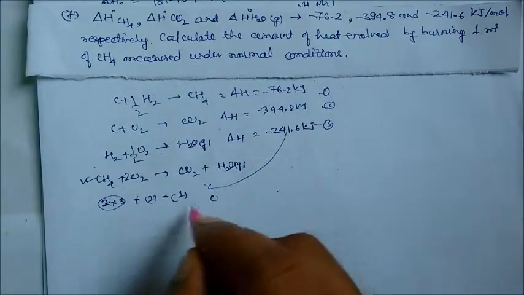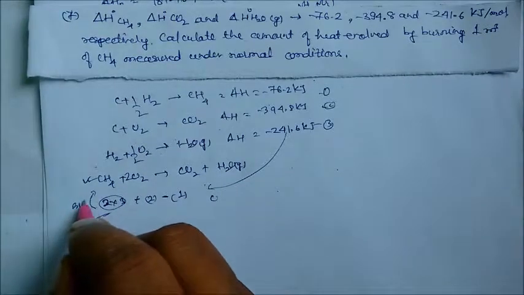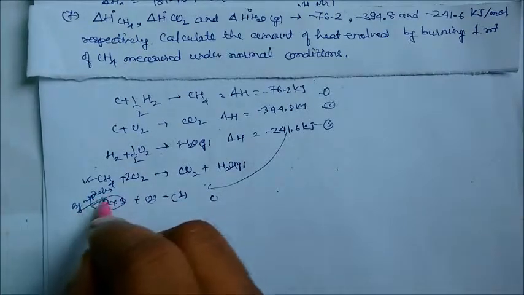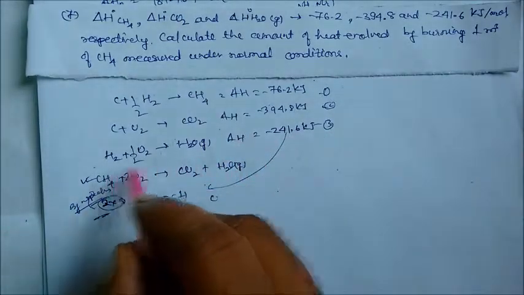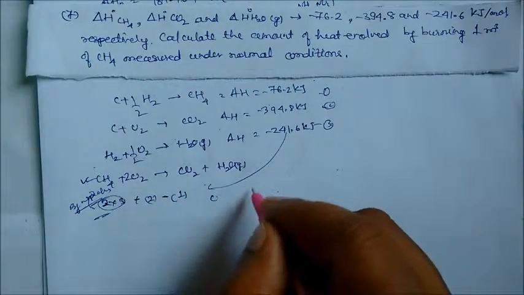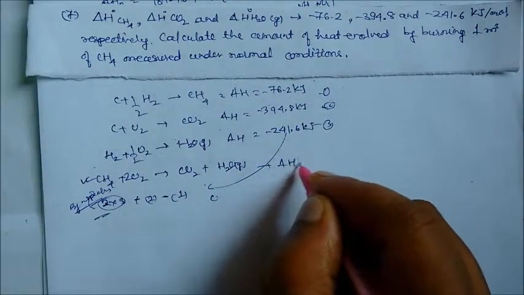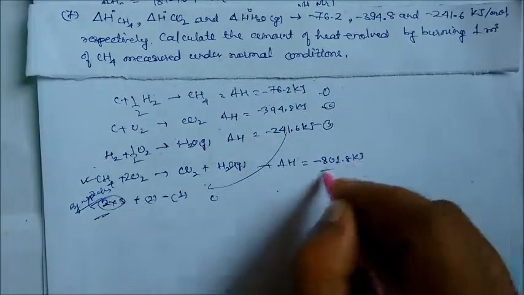Here we will get CH4 plus 2O2. You can do this by inspection. So you have to multiply the third equation by 2, which means its value will double. On solving this, you will get the value of delta H equal to minus 801.8 kilojoule. So in this way we solve it.